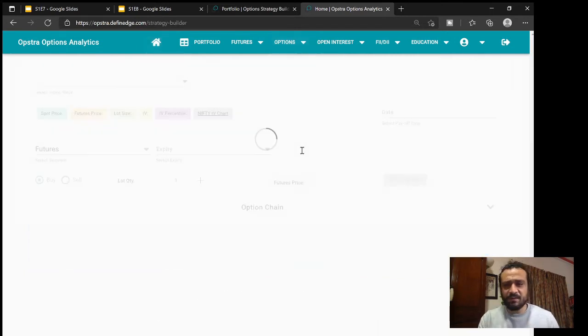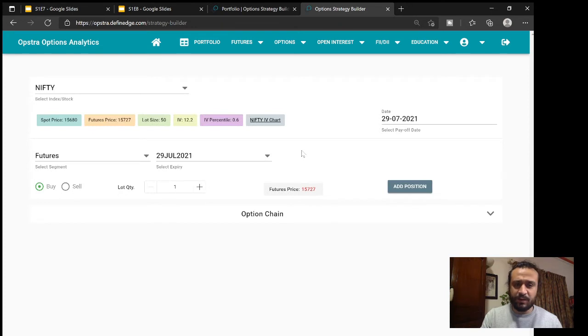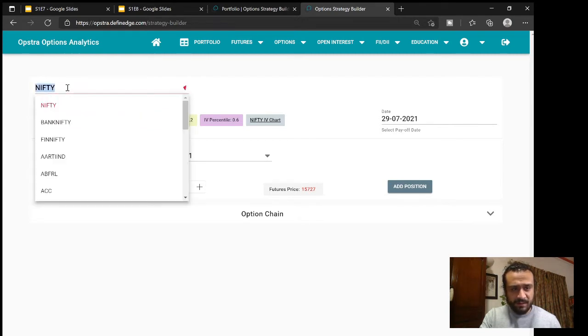The rest of the stuff you can explore at your own time. For now we will talk about strategy builder. Once you come to strategy builder, this kind of page opens up. The beauty of this is, for every kind of index or stock that you choose here, Nifty, Bank Nifty, all the FNO listed stocks are available here.